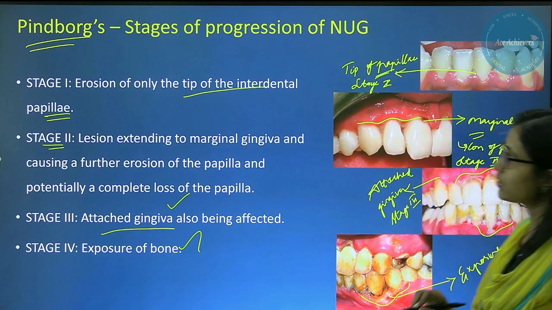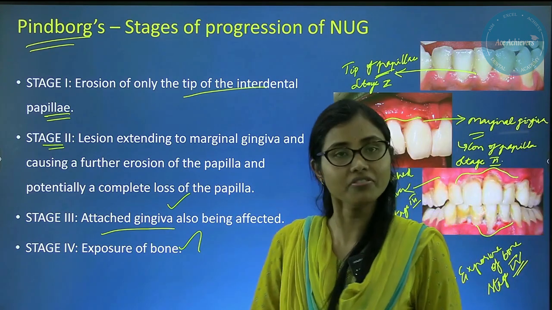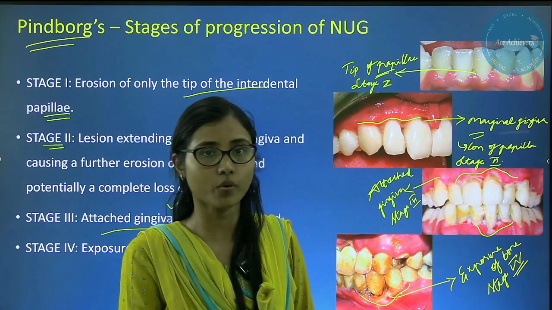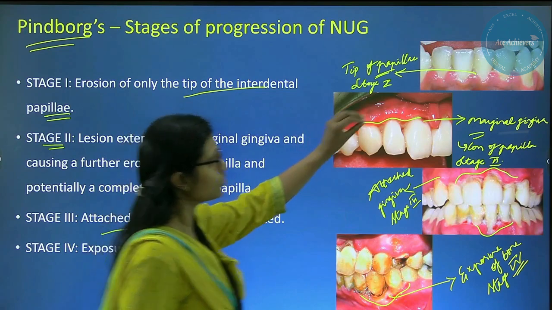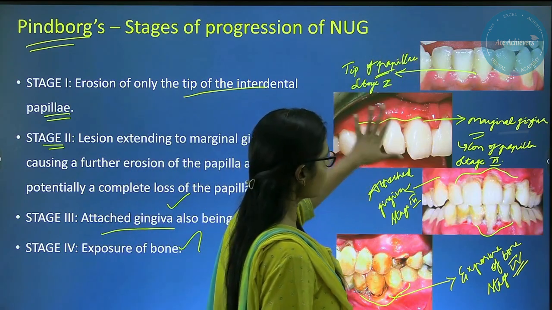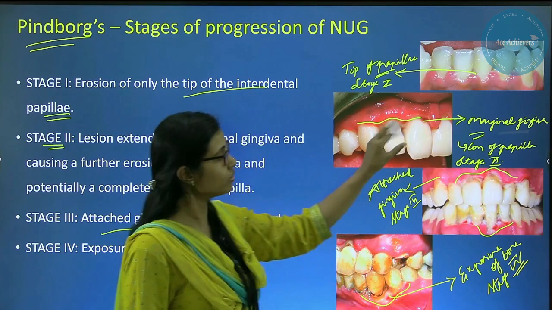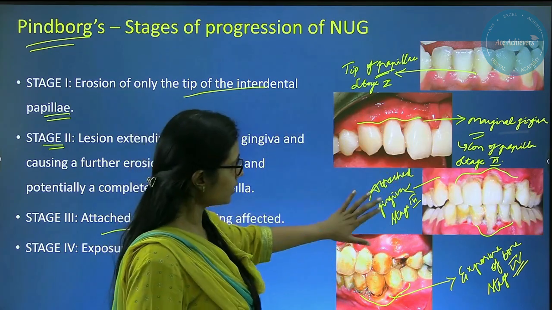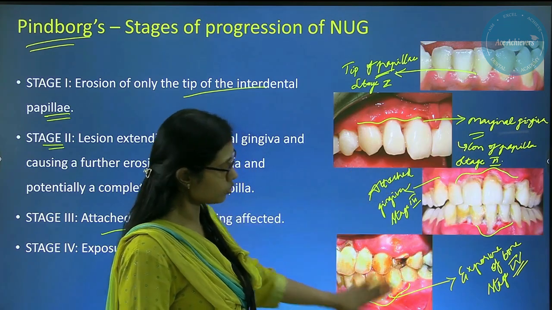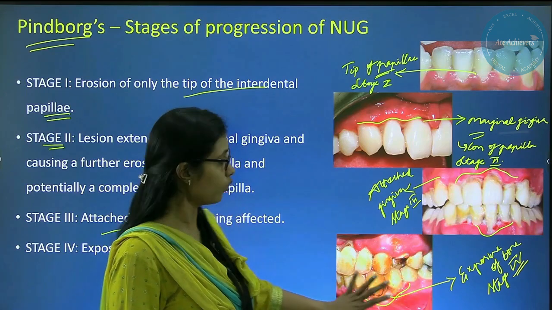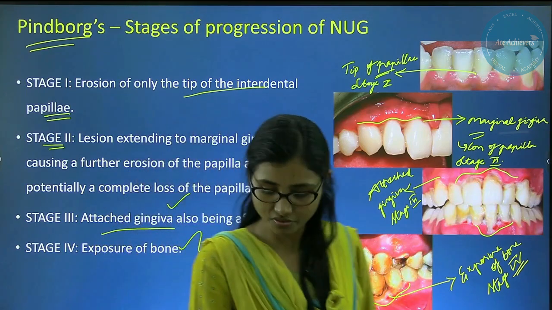So these are Pindborg's stages of progression of necrotizing ulcerative gingival lesions. We have to remember there are 4 stages. The first stage is if it involves just the tip of the papilla. The second stage involves the entire papilla along with the marginal gingiva. The third stage is if it extends into the attached gingiva. And the fourth stage is if it causes exposure of the underlying bone. So these are the 4 stages of progression.